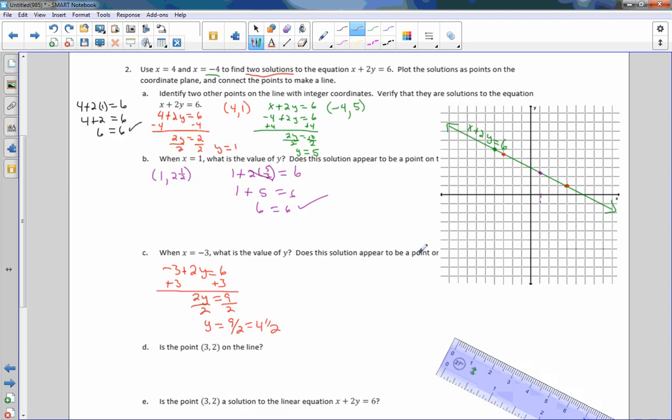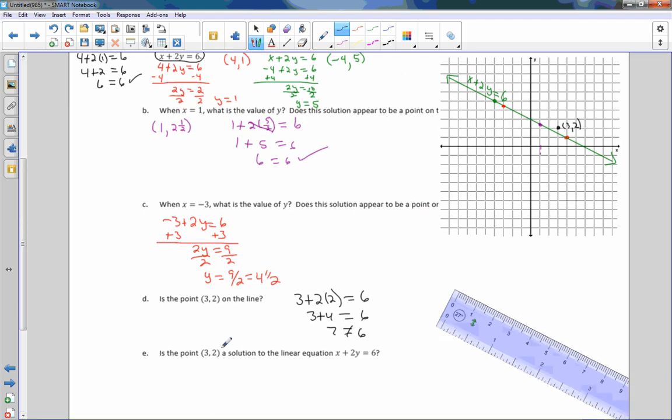Okay, so does this solution appear to be on the line? Yes, it does. Okay, part D says, is the point 3, 2 on the line? Well, 3, 2 means to go over 1, 2, 3 and up 1, 2. So that is right here. That's the point 3, 2, and obviously it is not on the line. So why is that? Well, if I plugged my values into this equation, when x is 3 and y is 2, it should equal 6 if it's going to land on that line. And 3 plus 4 does not equal 6, because 7 does not equal 6. So that point is not on our line.